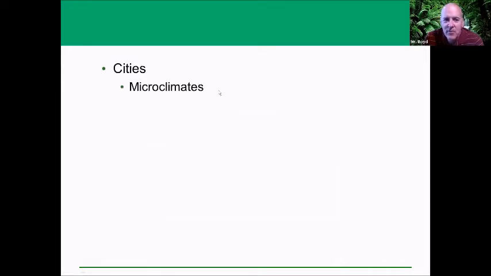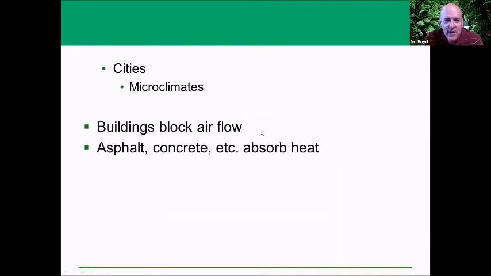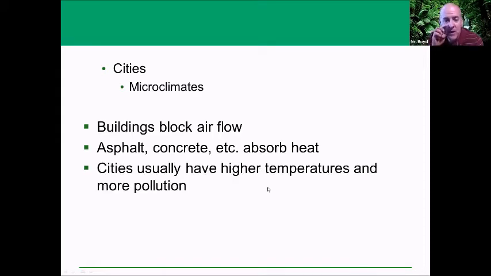Cities are known as microclimates. The buildings block the airflow. Asphalt, concrete, etc. absorb heat. Like I said, if you add up all the streets and all the roofs, that's a lot of area with a lot of heat absorption. Cities usually have higher temperatures and more pollution. They're actually talking about in some cities painting all the roofs white to try to ease some of that heating.